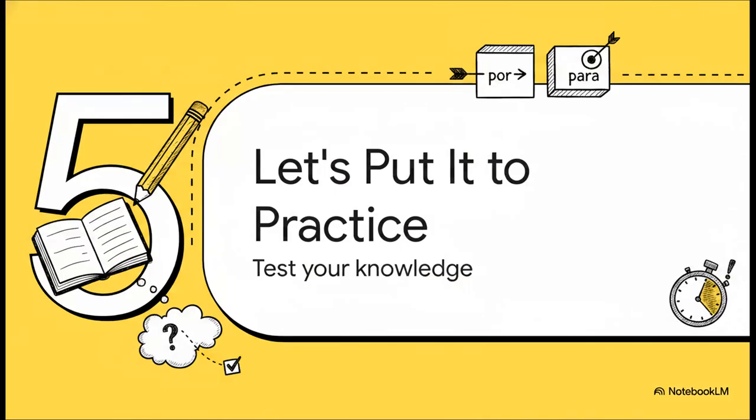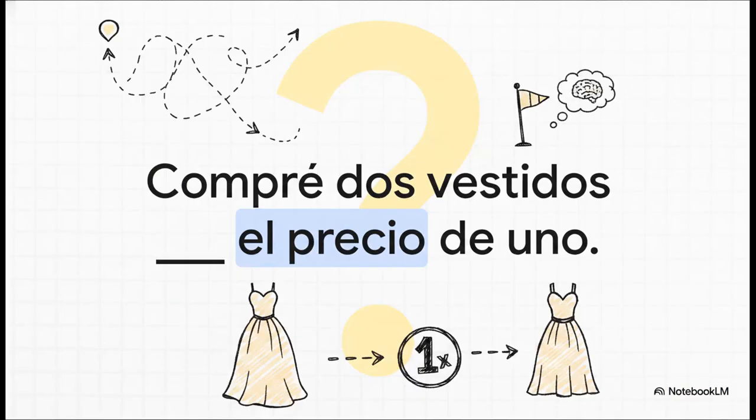All right, enough theory. The absolute best way to learn is by doing. So I'm going to show you a couple of sentences with a blank space. Take a second and decide if you'd use por or para. You ready? Okay, first one up. Compré dos vestidos, el precio de uno. I bought 2 dresses, the price of 1.